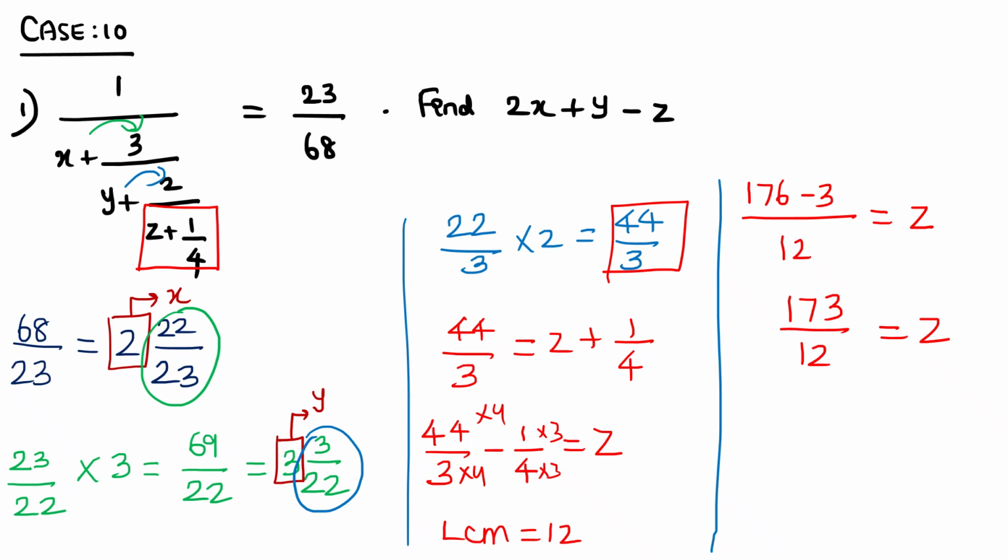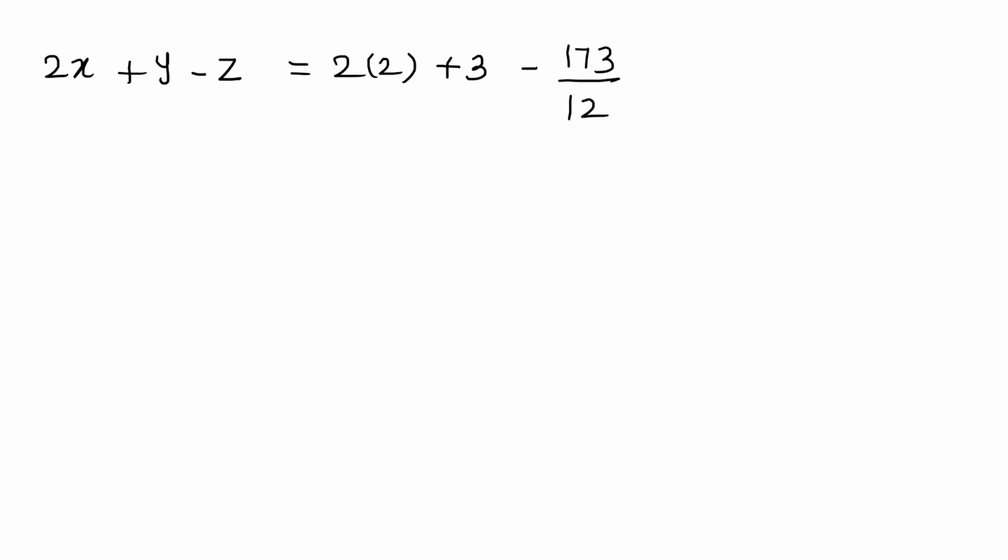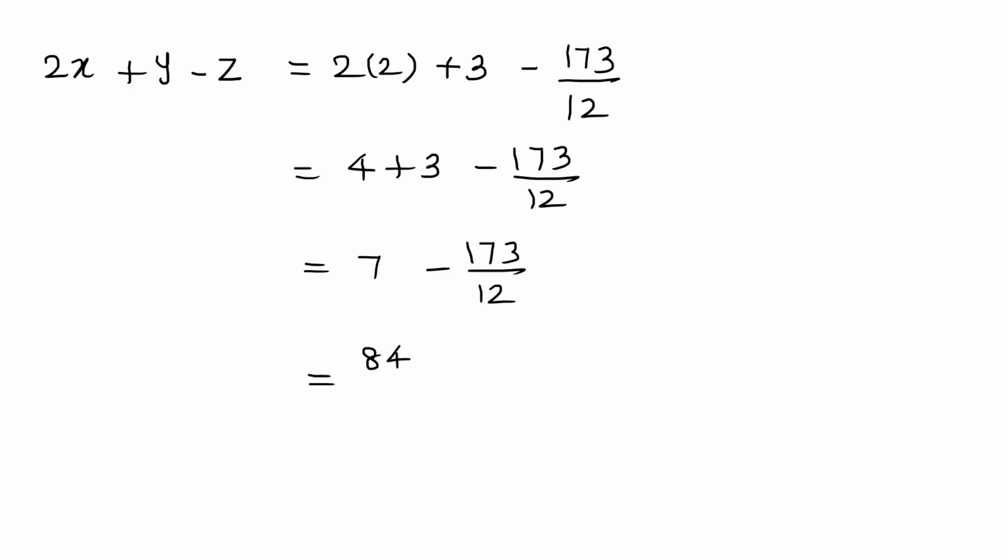Now I'm going to find the value of 2x plus y minus z. Let me do it in the next slide. 2x plus y minus z. As you know, the value of x is equal to 2 and the y value is 3 and the z value is 173 upon 12. So you will be getting 4 plus 3 minus 173 by 12. Now 7 minus 173 by 12. So LCM is 12. You will be getting 84 minus 173 by 12, which results in minus 89 over 12.